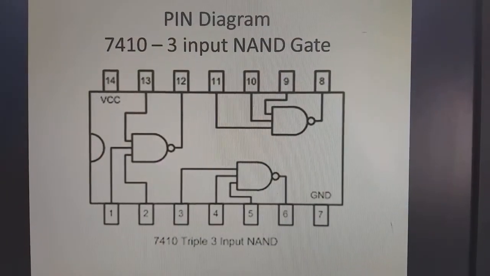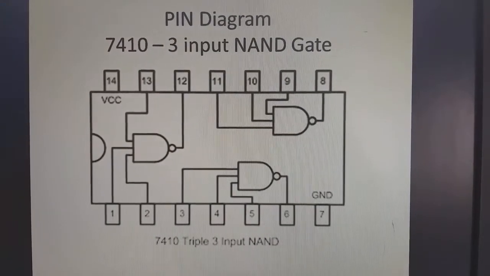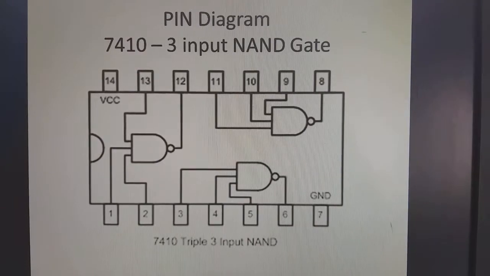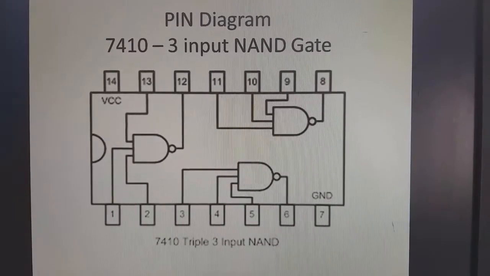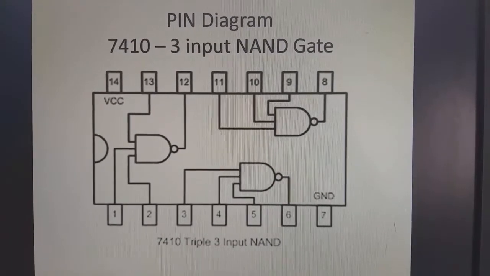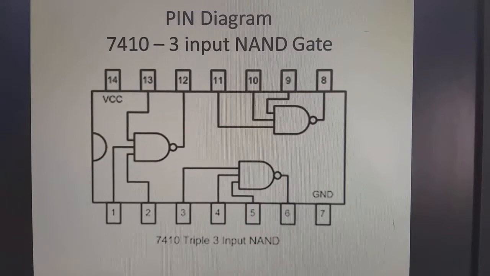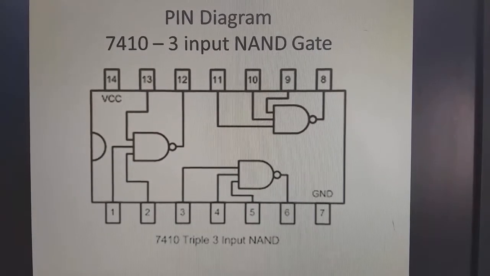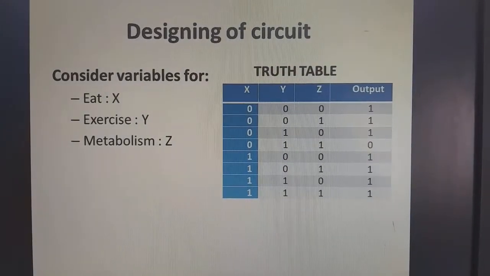And also 7410 3 input NAND gates. Here there is a small change. 1 2 13 is input, please remember 1 2 13 is input, 12 is output. 3 4 5 is input for one more NAND gate, 6 is output. So this IC will be having only 3 NAND gates, not more than this. So 9 10 and 11 is input, 8 is output. So let us now design the circuit.